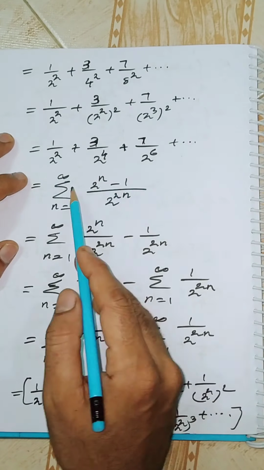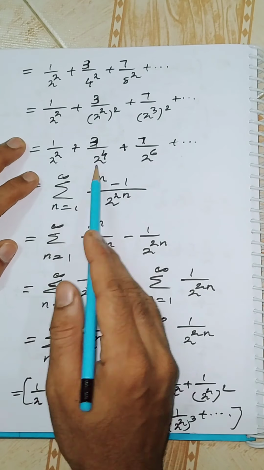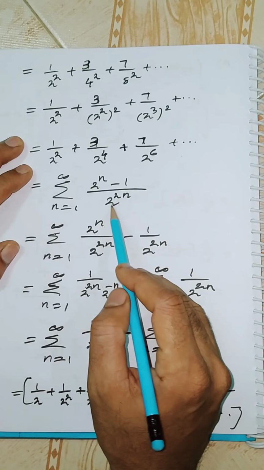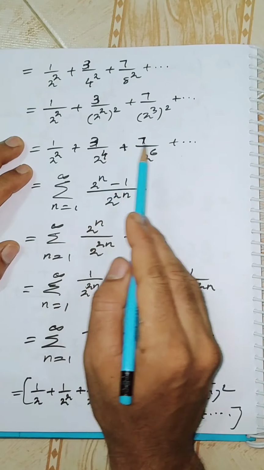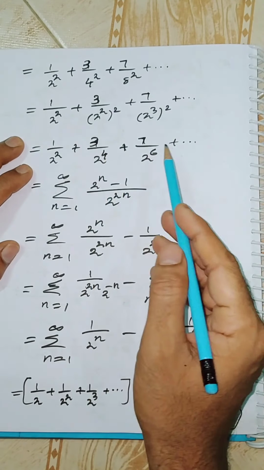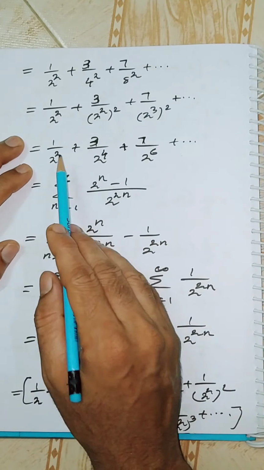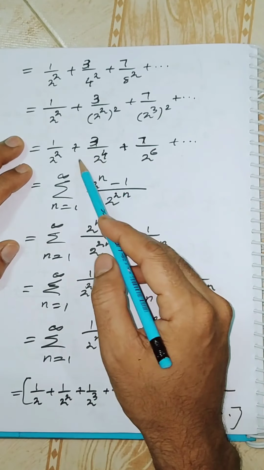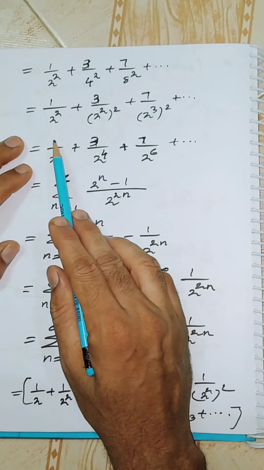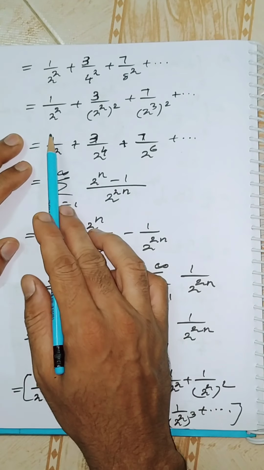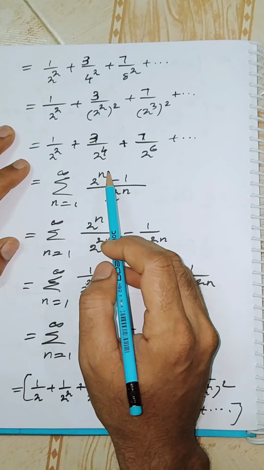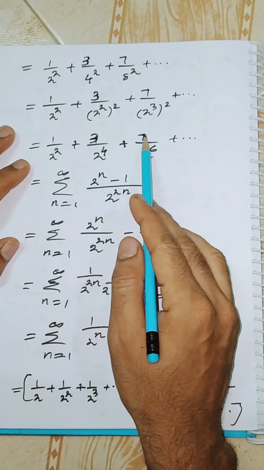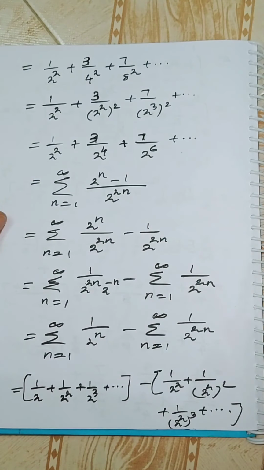This is using the summation n equal to 1 to infinity. We know the nth term, that is 2 power n minus 1 divided by 2 power 2n, because 2, 4, 6, that is multiples of 2: 2 into 1, 2 into 2, 2 into 3. So that's why 2n. What about the numerator? 2 power n minus 1, because the first term is 1. When n equal to 1, you get 1. When n equal to 2, 2 square is 4, 4 minus 1 is 3. So likewise 3, 4 and so on.